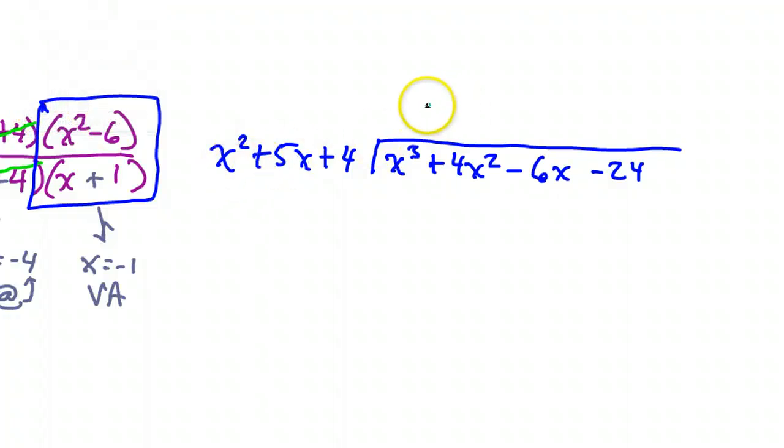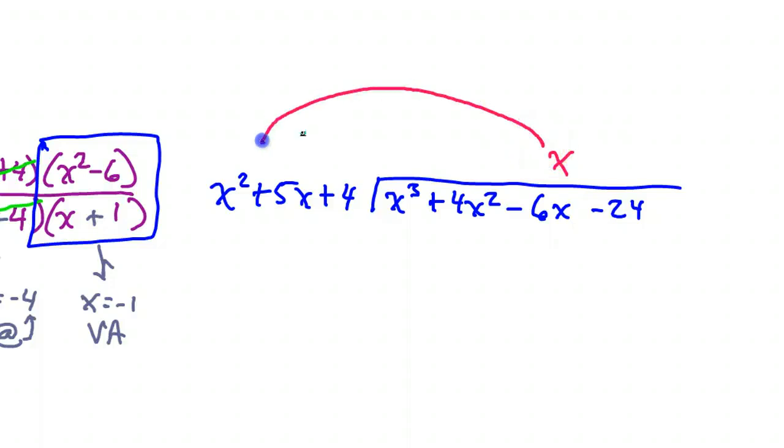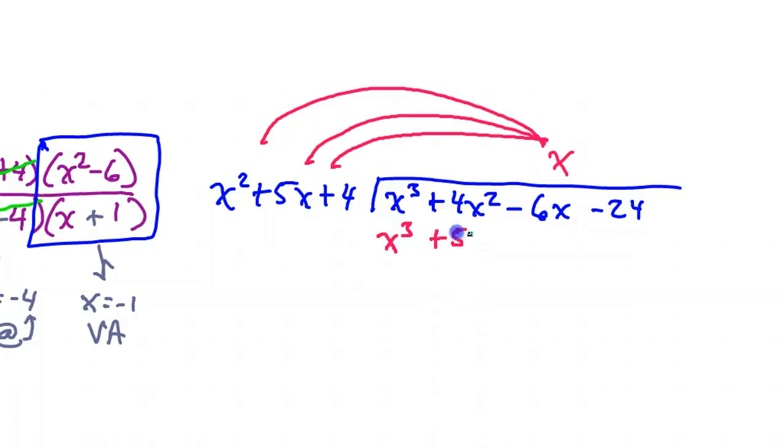x squared times what will give me x to the third power? x. Then take it and do the distributive property with it. I kind of missed, but you get it. x times x squared is x to the third power. x times 5x is 5x squared. x times 4 is 4x.